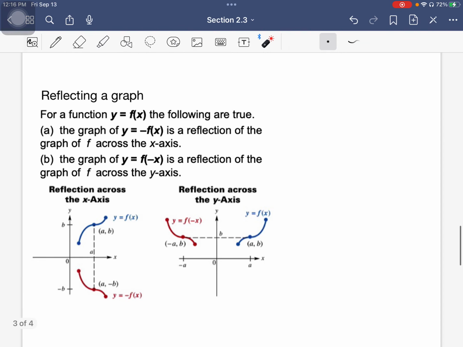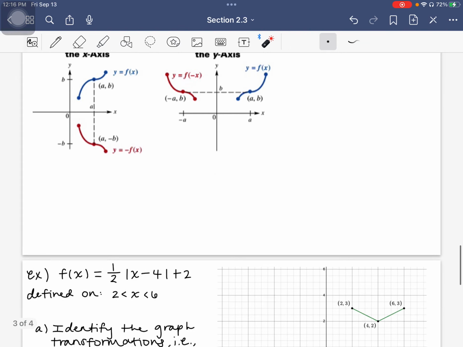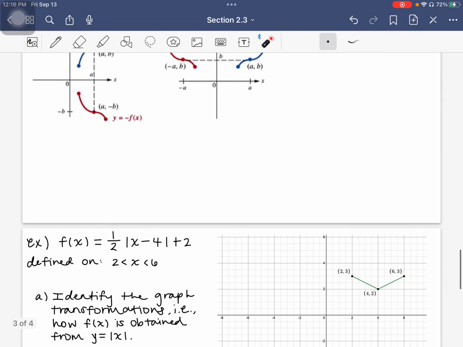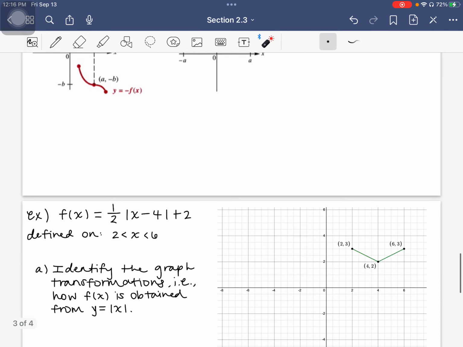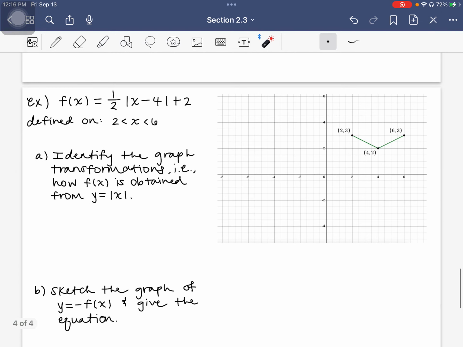All right, so what we're going to do now is just go over one example where we are going to apply everything to this function. So everything we just went over. We're given this function here, which is defined on this interval, and it can be shown by this graph here. The first thing we want to do is identify the graph transformations. I believe your homework will ask this by saying how f of x is obtained from your original function. So it should give you your original function here.